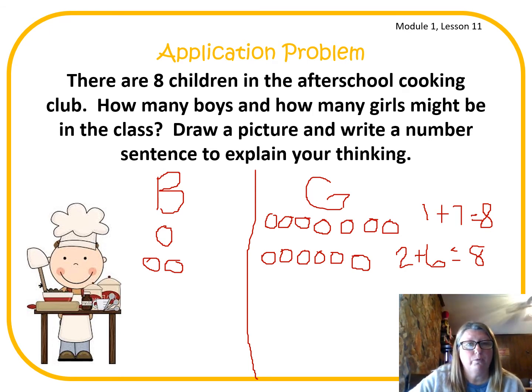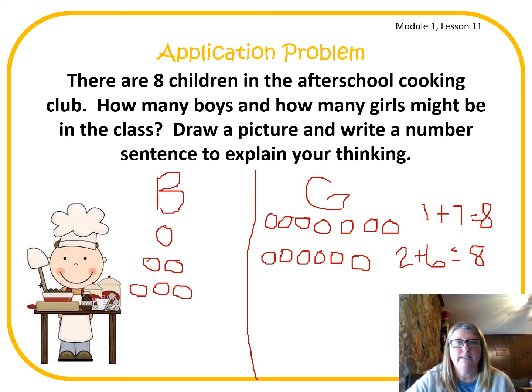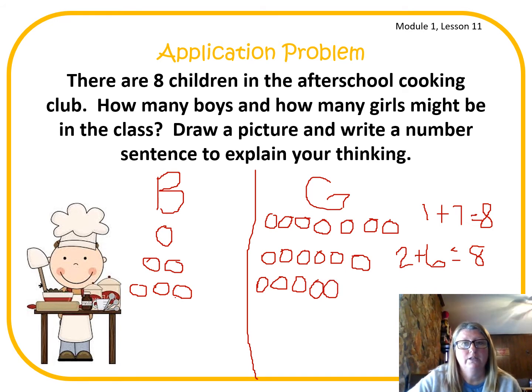Now imagine there were 3 boys in the class. So 1, 2, 3. We gotta see how many girls would be in the class. So 3, 4, 5, 6, 7, 8. All right, so that number sentence would be 3 plus 5 equals 8. And you may not be able to see that because of my screen.